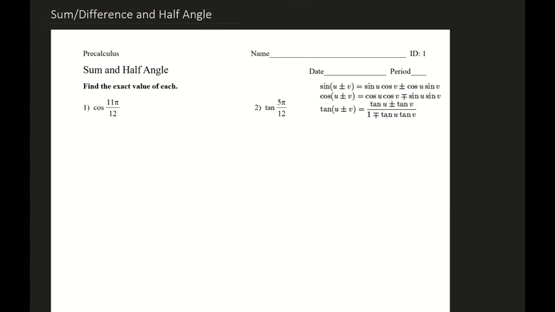The first thing we want to do is take a look at the angles that we typically use and know all the values for. So pi over 6, pi over 4, pi over 3, and sometimes pi over 2. And rewrite those to all have the common denominator of twelfths. So pi over 6 is 2 pi over 12, pi over 4 is 3 pi over 12, and so on.